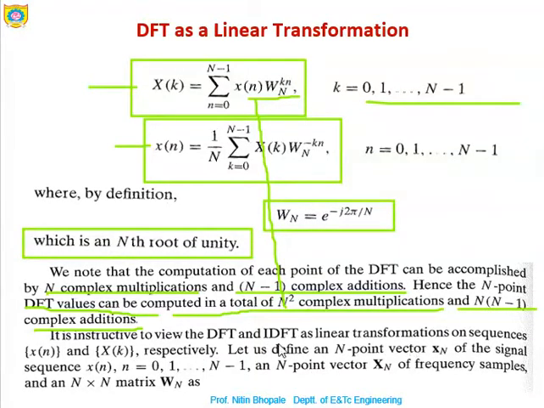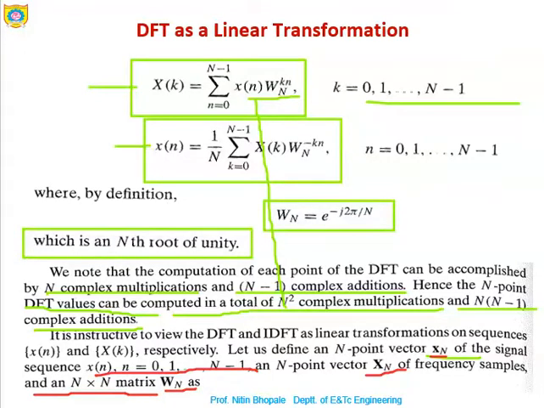Now let's see the next conclusion for this particular expression. It is instructive to view the DFT and IDFT as linear transformations on sequences x(n) and X(k). So DFT will be the linear transformation on sequence x(n) and IDFT on X(k). Let us define an N-point vector x_N for the input sequence, for the range 0 to N minus 1, and an N-point vector X_N of frequency samples and N by N matrix W_N.